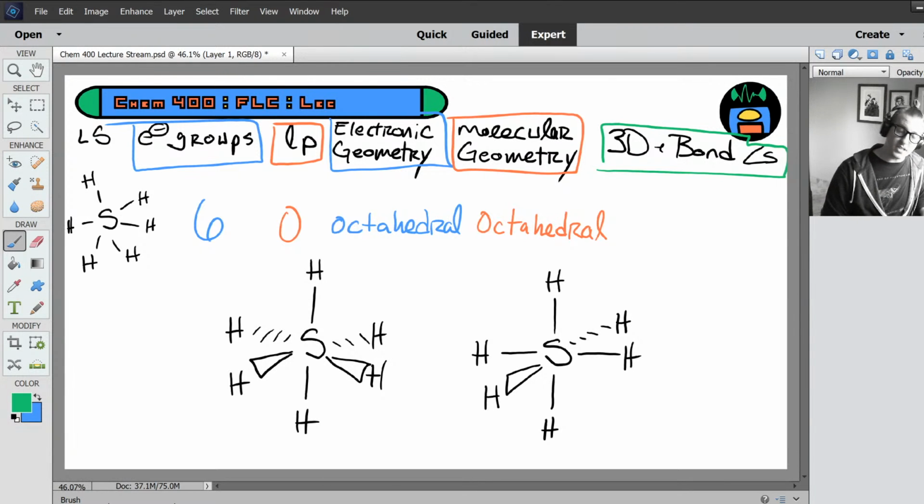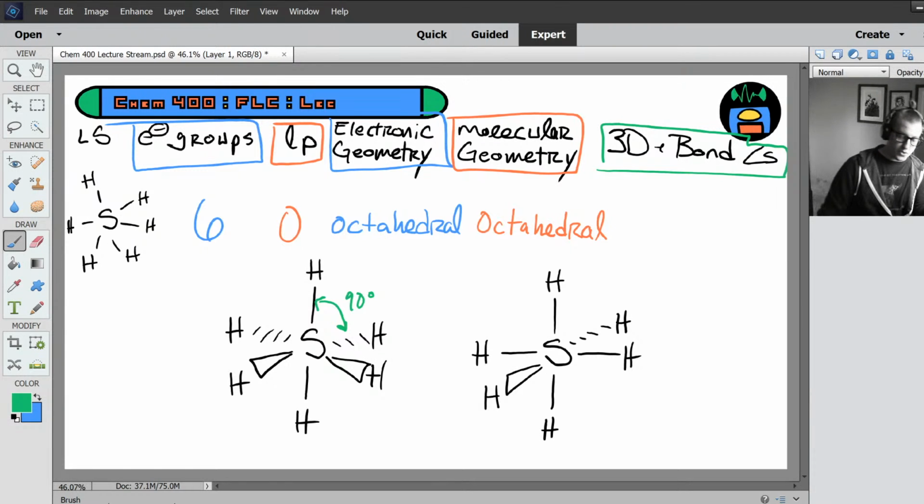The nice thing with the octahedron is we're back to all bond angles being equal. So it doesn't matter which 2 you look at. All of these bond angles are 90 degrees. They're just a straight up right angle, 90 degree bond angle.